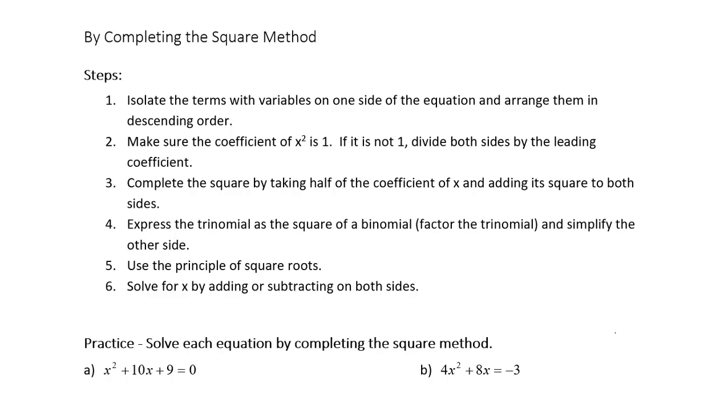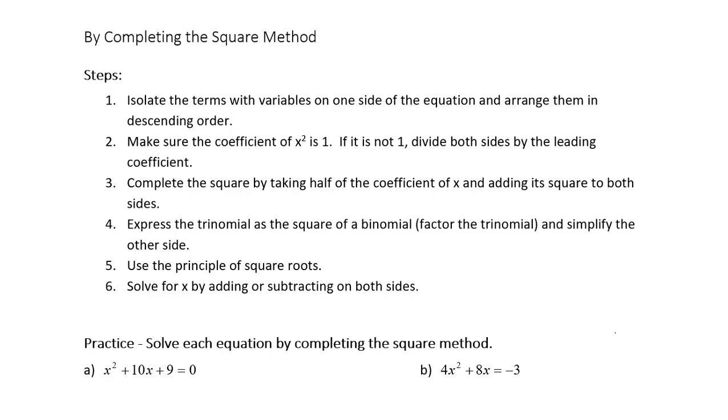1. Isolate the terms with variables on one side of the equation and arrange them in descending order. 2. Make sure the coefficient of x squared is 1. If it is not 1, divide both sides by the leading coefficient. 3. Complete the square by taking half of the coefficient of x and adding its square to both sides of the equation. 4. Express the trinomial as the square of a binomial.